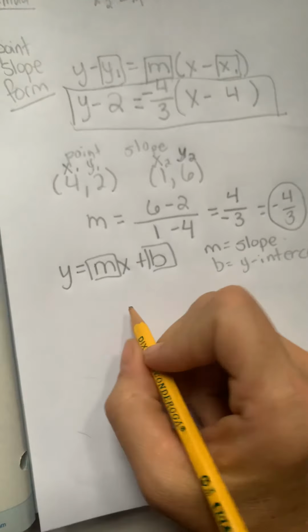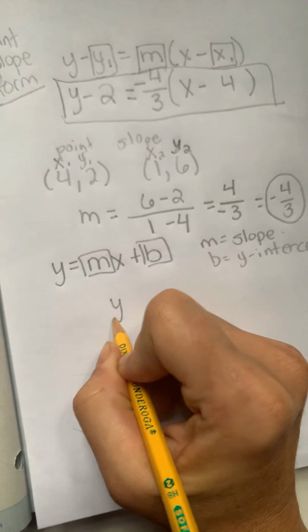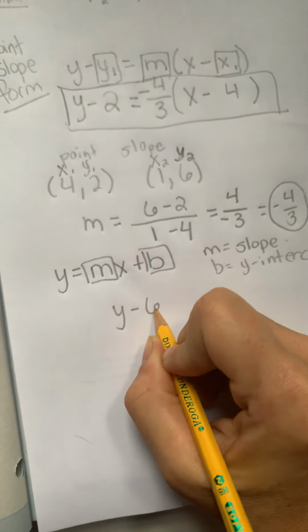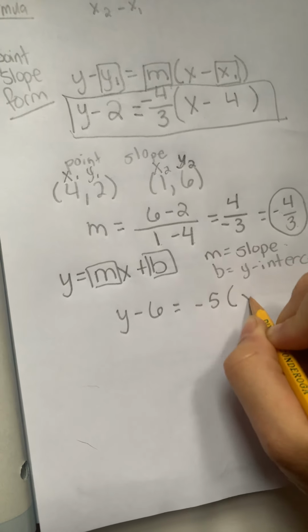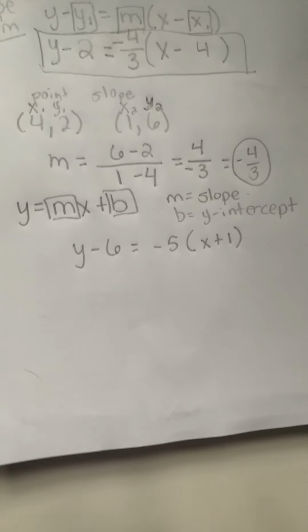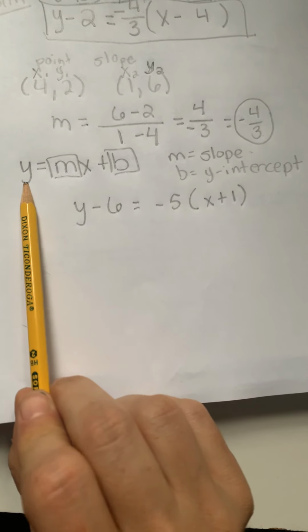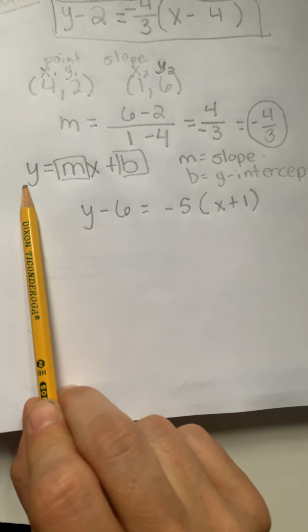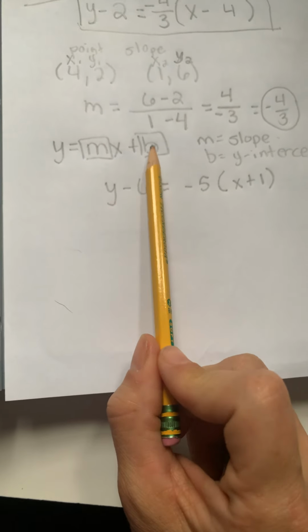So they gave us this equation. This is question 9 in the book. Y minus 6 equals negative 5 x plus 1. All you need to do to change an equation into slope-intercept form is solve for y. The only thing on this side is y. And then technically you should have your x value in the front and your whole number after it.